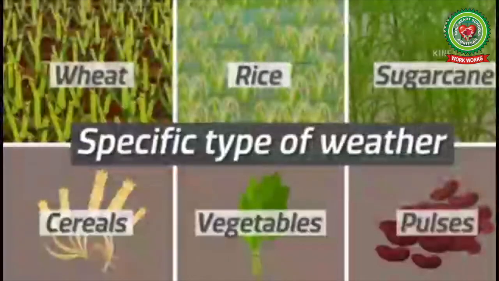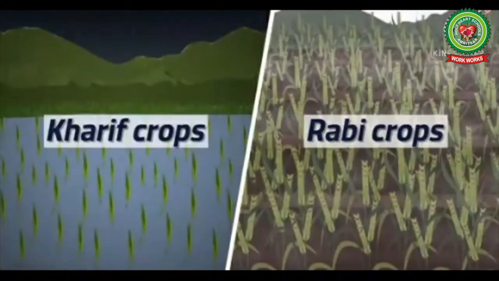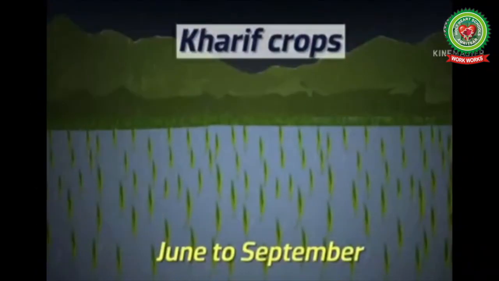Students, there is a specific type of weather for every type of crop. The crop which is grown in Kharif season is known as summer cropping season, and the crop which is grown in Rabi season is called a winter cropping season. Kharif season, when ground is prepared in April May and seeds are sown in June on arrival of rain, and harvesting is done in the beginning of November, and the important crop is rice.